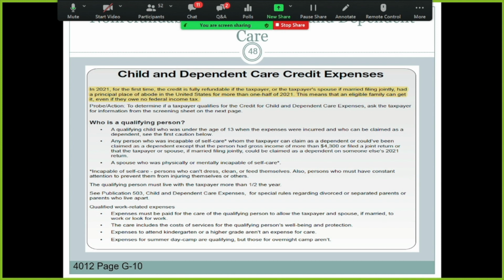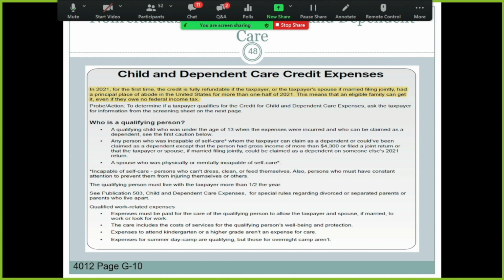But who is a qualifying person? And we really have to probe and get all of this information from the taxpayer so we'll know what information needs to be input into TaxSlayer. But a qualifying child who was under the age of 13 when the expense was incurred and who can be claimed as a dependent.